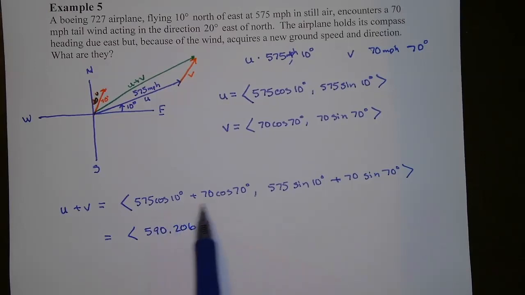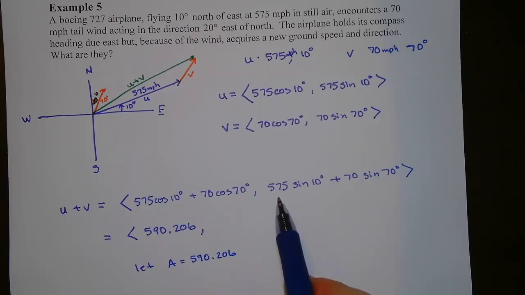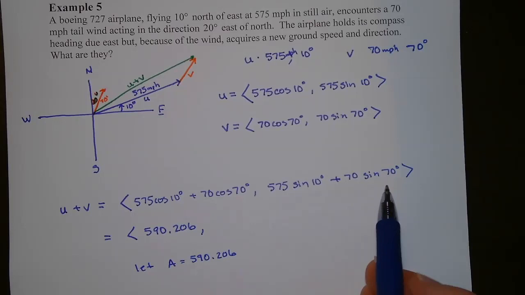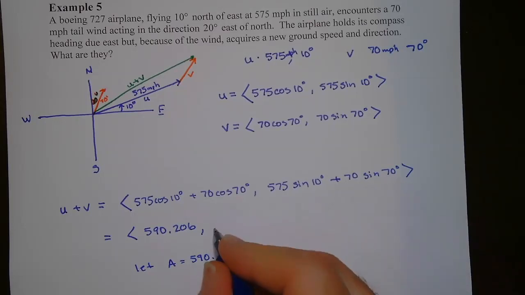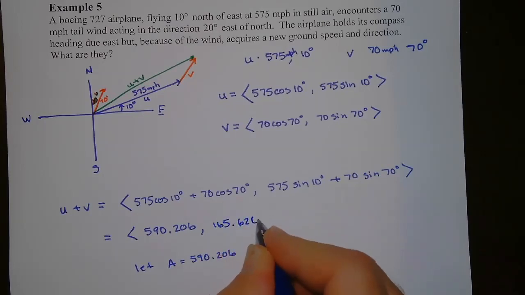Okay, so we want to put this in our calculator, and we're going to call that one A. Let A equal 590.206. And if you put this one in your calculator, 575 sine 10 degrees plus 70 sine 70 degrees, you get 165.626. Now it has more decimals than that, but that's what we're going to use.